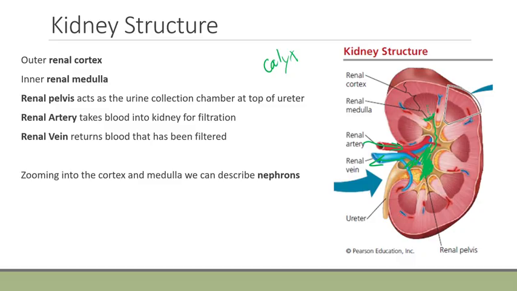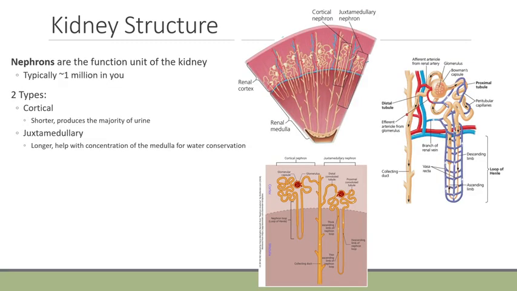So we need to zoom in now, towards the border of the cortex and the medulla, to see and describe what a nephron is. Nephrons essentially are the functional unit of your kidney. You typically have about 1 million nephrons in your body. We see two different types exist. These types are the cortical and juxtamedullary.